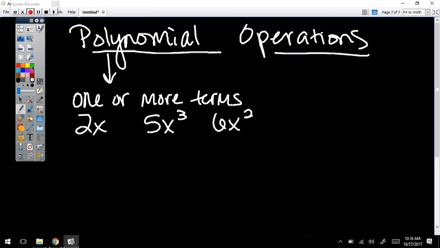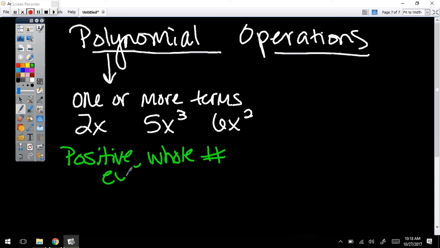So it's got one or more terms to be a polynomial. It also has to have positive whole number exponents. Okay? All the exponents that are hooked to the variable must be positive whole numbers, and that's what makes it a polynomial.